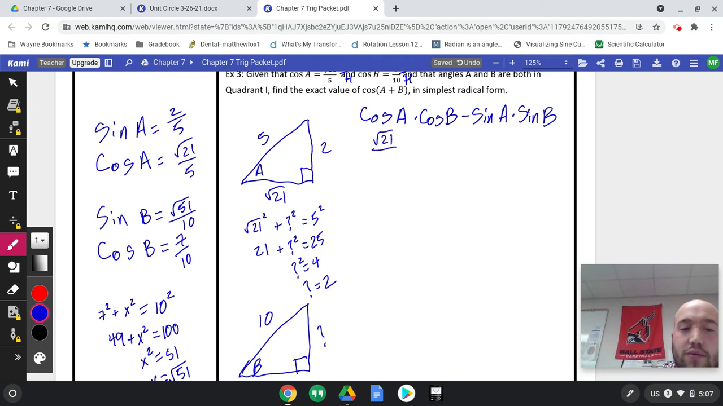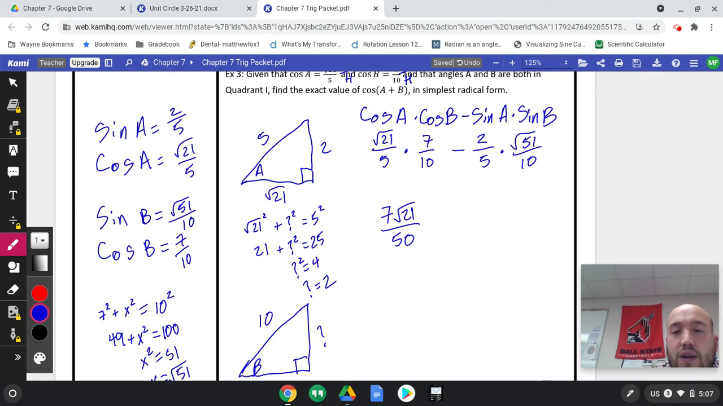We already had that, but cosine B is square root of 21 over 5, and sine of A is 2 over 5, cosine of A is 7 over 10, sine B square root of 51 over 10. Now we multiply. Remember, since 7 is outside the square root, it can't go inside. 7 square root of 21 over 50 minus 2 square root of 51 over 50.